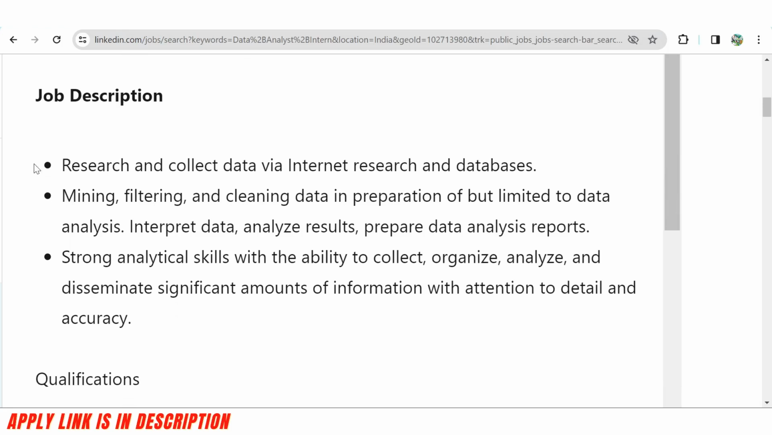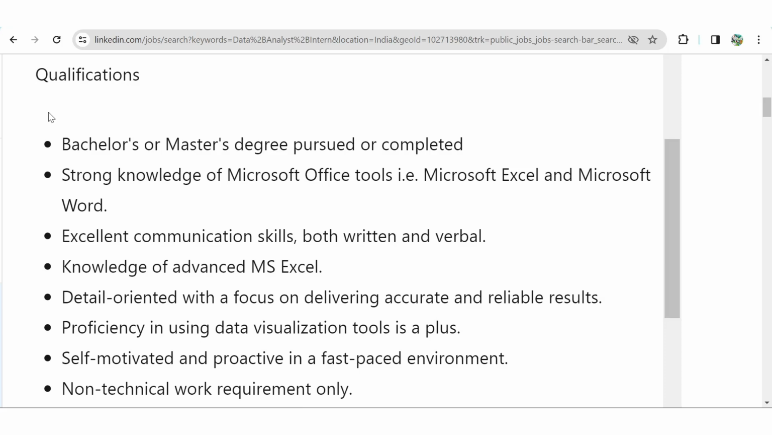Basically, here you will be researching and collecting data via internet research and databases. You will be mining, filtering and cleaning the data for data analysis, and preparing data analysis reports and dashboards. You must have strong analytical skills with the ability to collect, organize and analyze data with an attention to detail approach. Now coming to the eligibility or qualification.